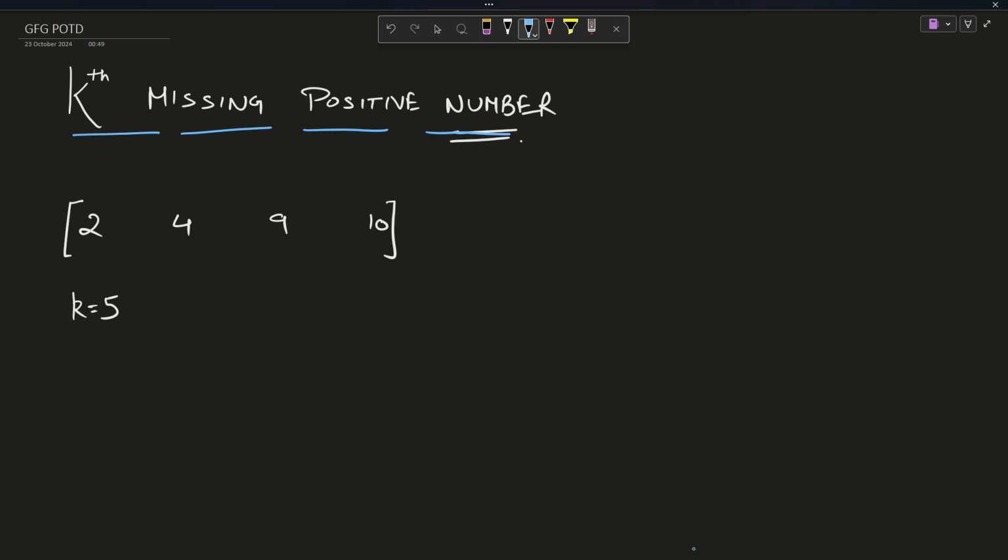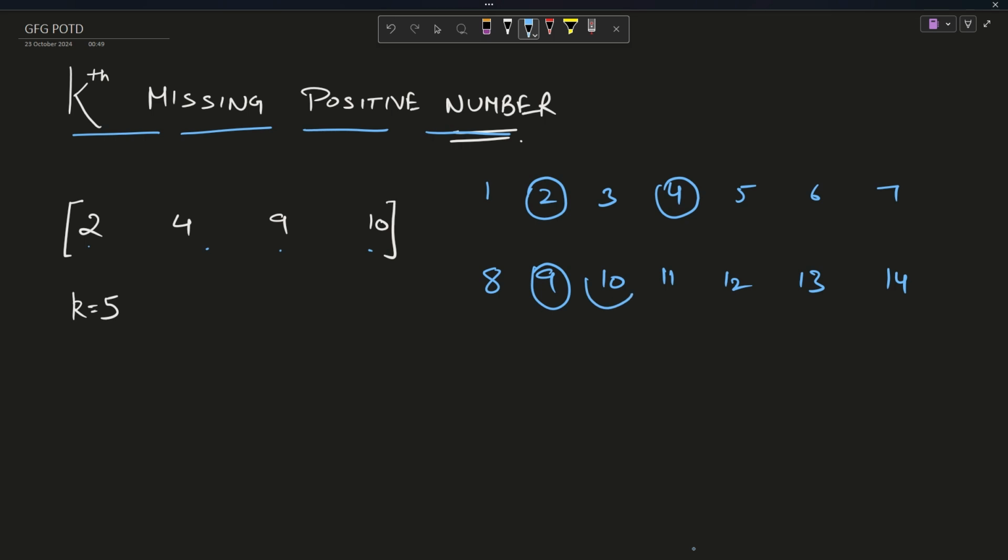It says that write the counting. Okay, I know about that. So what is the counting? 1, 2, 3, 4, 5, 6, 7, 8, 9, 10, 11, 12, 13, 14. Right? Now, it says that I have given some specific numbers which are mentioned in the array, that is 2, 4, 9, 10. Circle them out, 2, 4, 9, 10, and remove them from the counting.